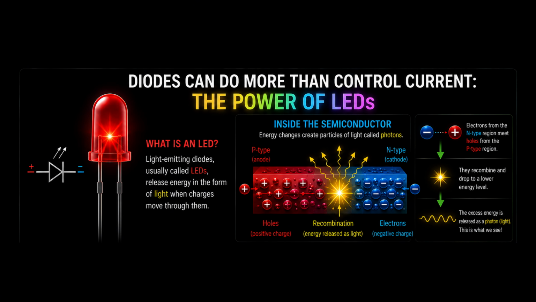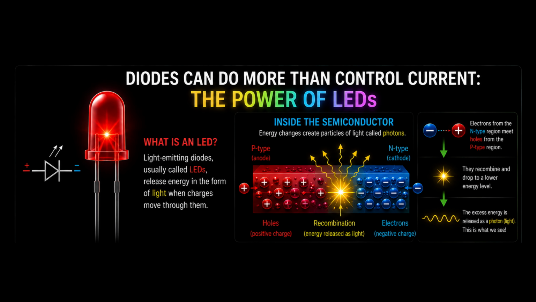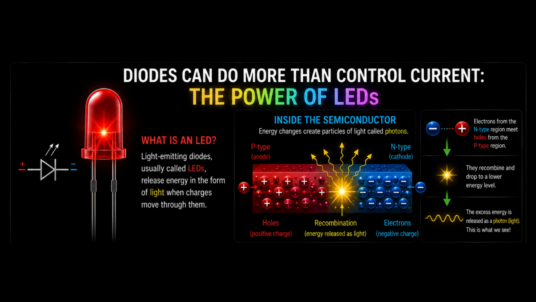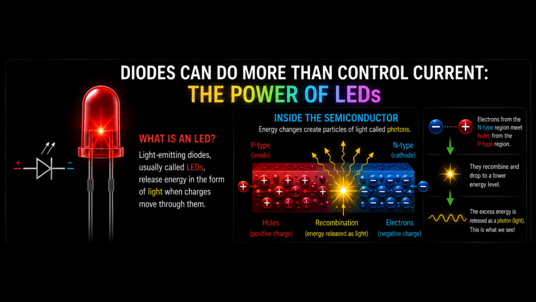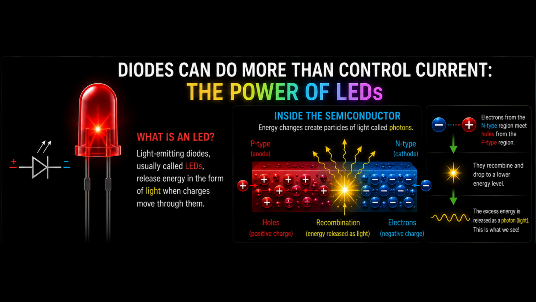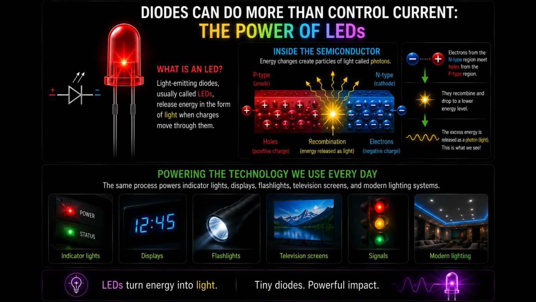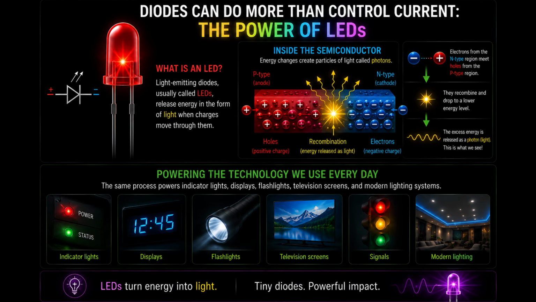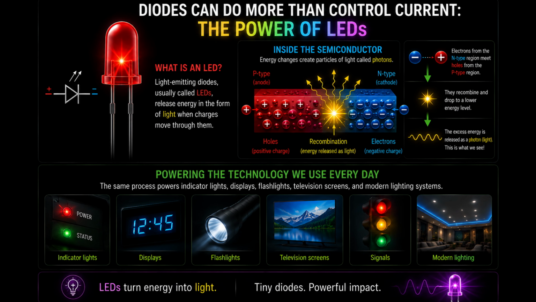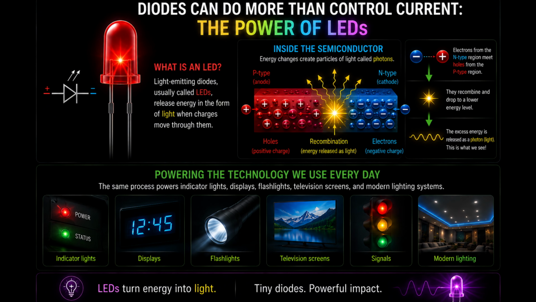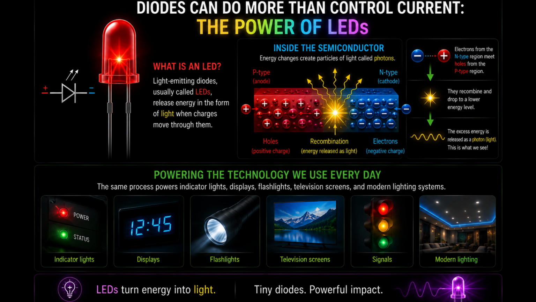Some diodes can do something beyond controlling current. Light-emitting diodes, usually called LEDs, release energy in the form of light when charge moves through them. Inside the semiconductor, energy changes create particles of light called photons. This same process powers indicator lights, displays, flashlights, television screens, and modern lighting systems.